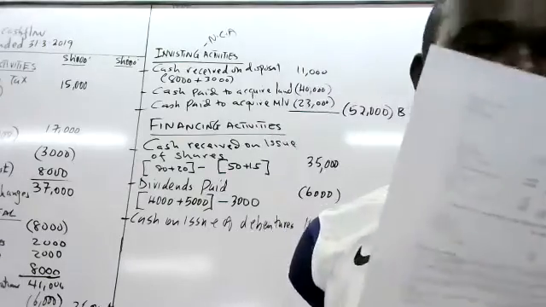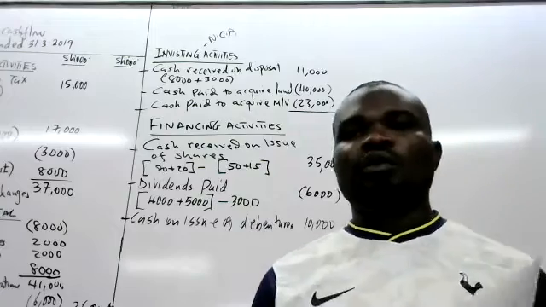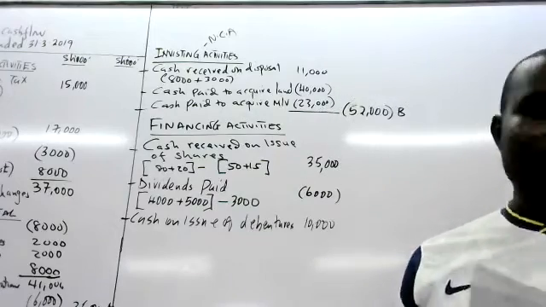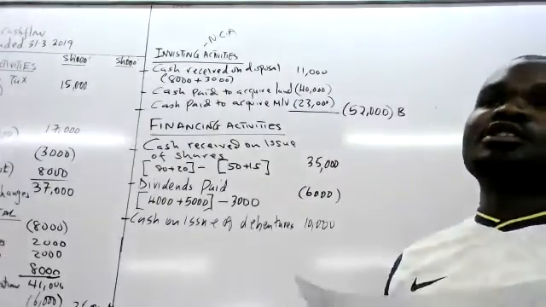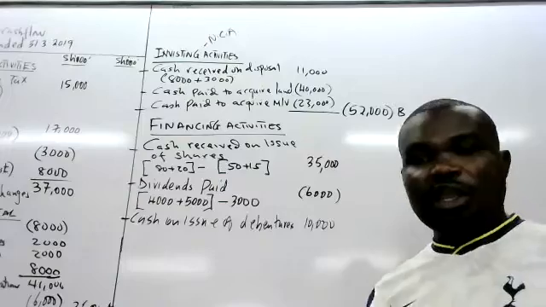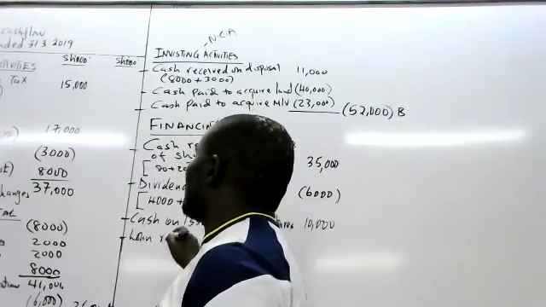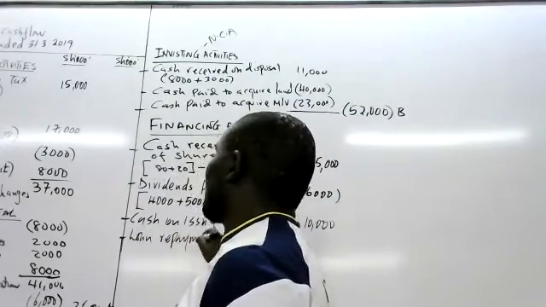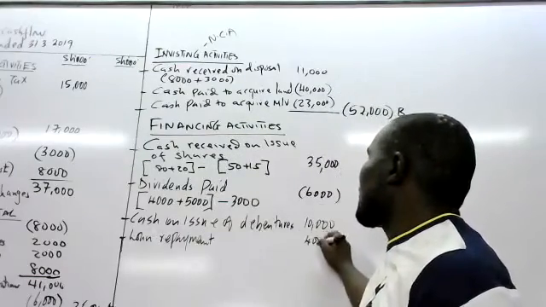Next item is bank loan. How much was the loan when we started the year? 10. At the end of the year, the loan has gone to how much? 6. What happened from your assessment? They paid. So we paid the loan. So loan repayment, the difference. 10 minus 6, isn't it? 4. Cash outflow.